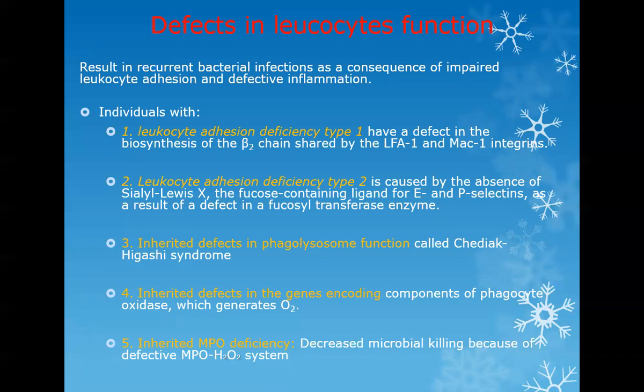In Chediak-Higashi syndrome, you have the phagosome going in, you have the lysosome going in, but phagolysosomes are not formed. So you can see bacteria inside the neutrophil, but they are not being killed. Clear? The fourth one is an inherited defect in the gene encoding phagocyte oxidase.